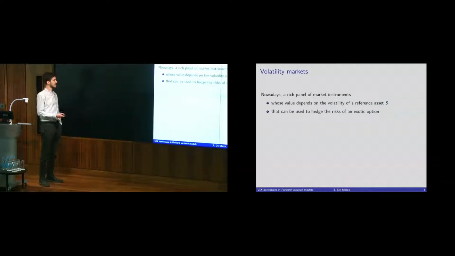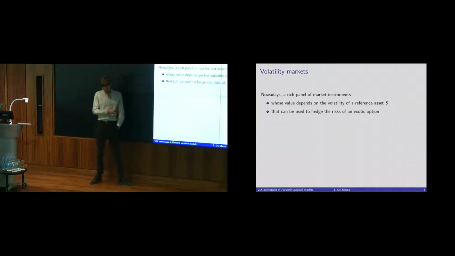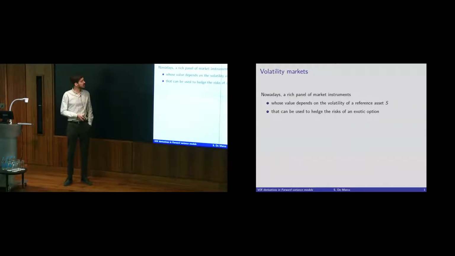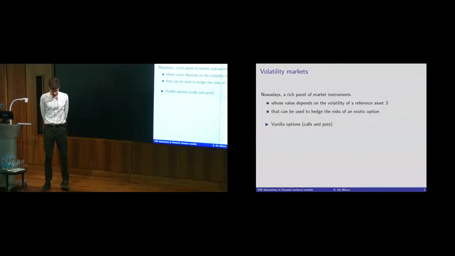So I'm speaking about volatility markets, right? And as you know, nowadays this is a very rich world where there's a large set of volatility market instruments, by which I mean derivatives whose value depends on some notion of volatility of some reference asset S, in the equity world. And so these are instruments that can be used to hedge the risks of an exotic option, okay? And among them, there are vanilla options, right?